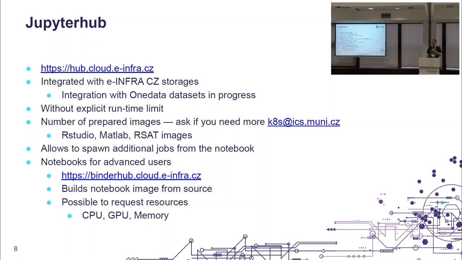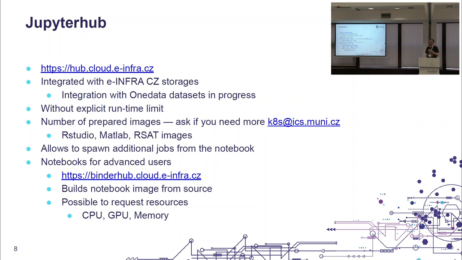One of the advantages of our JupyterHub is that the notebooks are running without an explicit time limit. So the notebook is not killed after some time period, but we closely watch the activity of the notebook, and if we think that the notebook does nothing, then we kill it. The user is informed via mail, I think three times in advance, that the notebook has no activity and will be killed if the activity is not resumed. If the notebook is using a GPU, then the policy is stricter because GPUs are scarce resources.